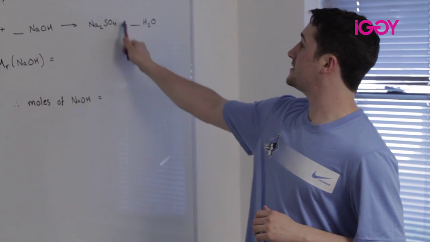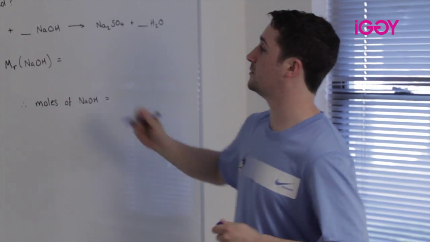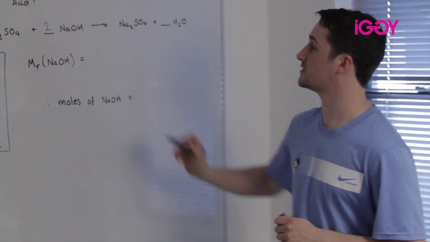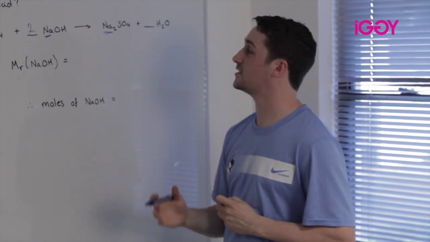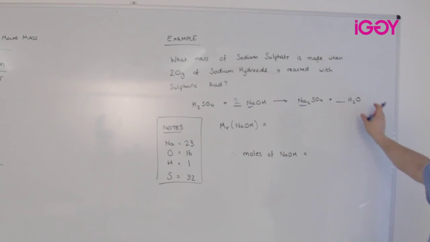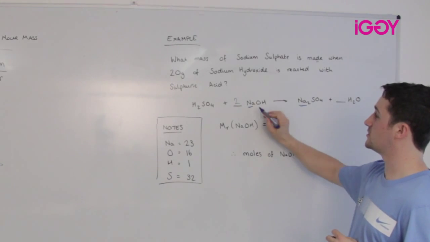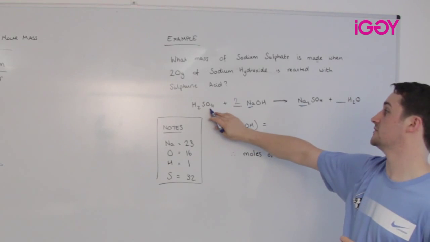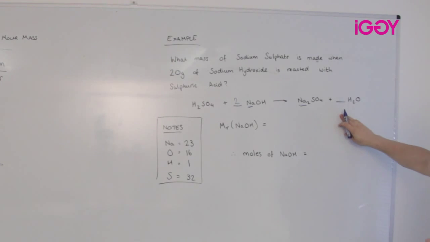We know on this side of the equation we have two sodiums. That would mean over on this side we would need two sodium hydroxide to balance the two sodiums, because in balancing the equation we need the same number of atoms on this side as we do on this side. Doing that, we now need to balance the water. On this side, we have two oxygens from sodium hydroxide and 4 oxygens from the sulfuric acid, so that means we have 6 in total. On this side we need to have 6 as well. So we'd have 4 there, and we need 2 here, and that makes 6.